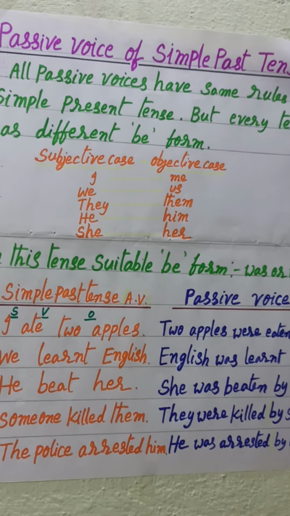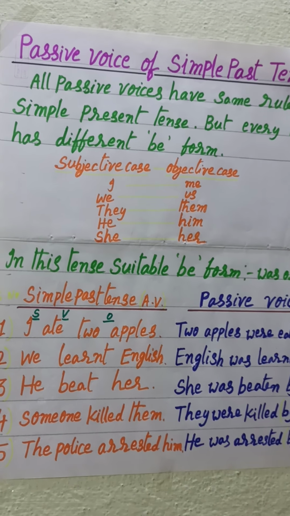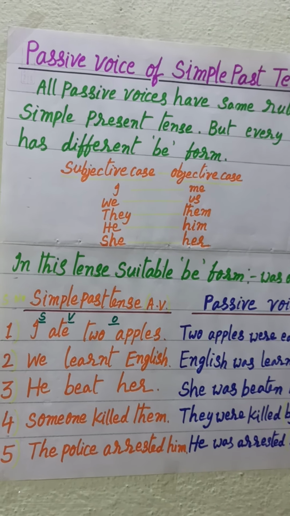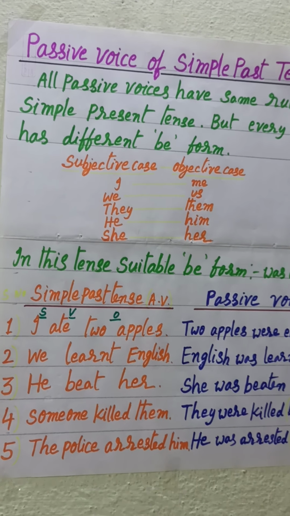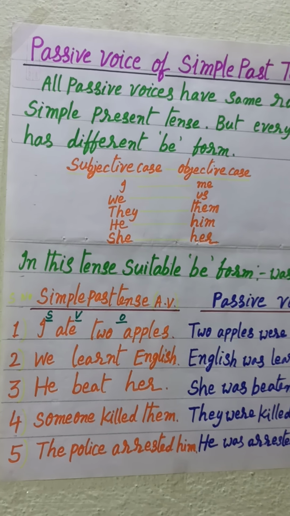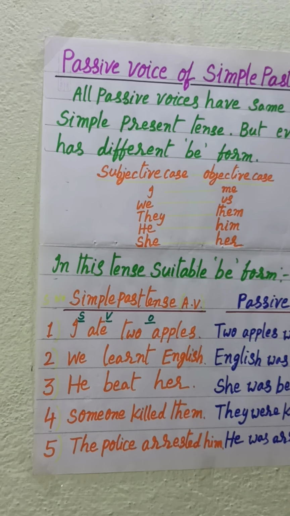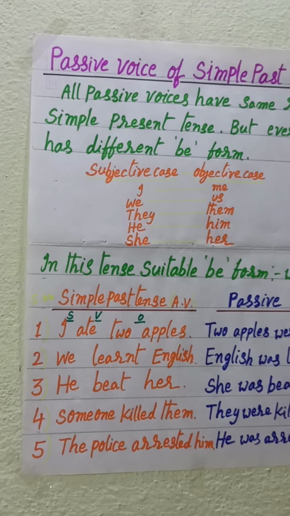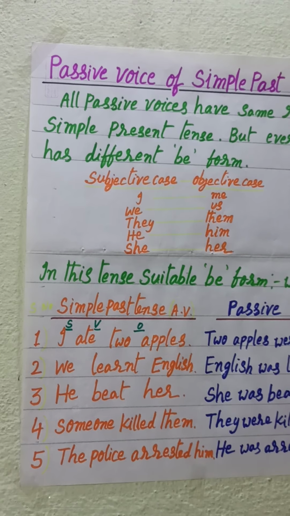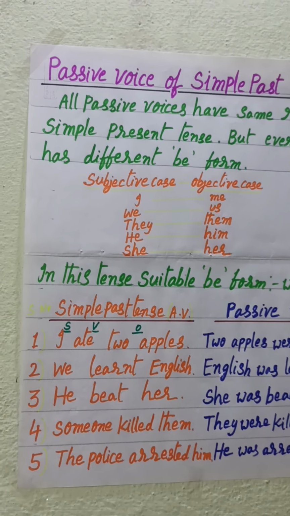If we want a question, we will write did before the subject. That is, did I eat 2 apples, and add question mark. Here also V2 changes to V1.